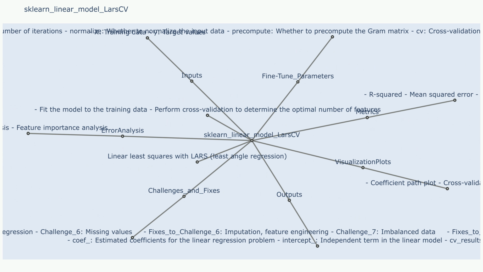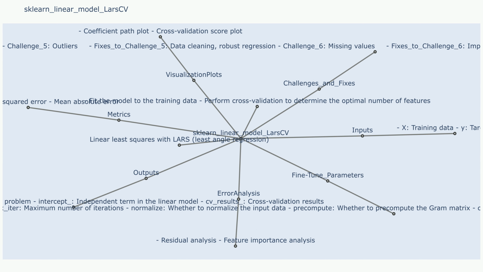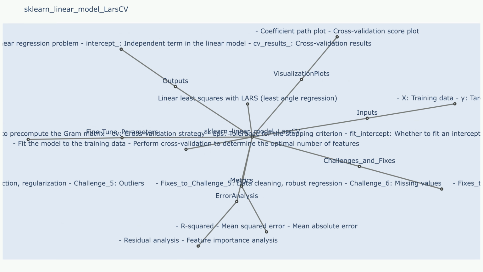Metrics. Mean squared error, MSE. This metric measures the average squared difference between the predicted and actual values. Visualization plots. Coefficient path plot. This plot shows the path of coefficients as a function of alpha. MSE path plot. This plot shows the MSE as a function of alpha. Fine-tune parameters. n_alphas is the number of alpha values to use for cross-validation. CV is the number of folds to use for cross-validation. Uncertainty methods. Bootstrap. This method can be used to estimate the uncertainty in the estimated coefficients.